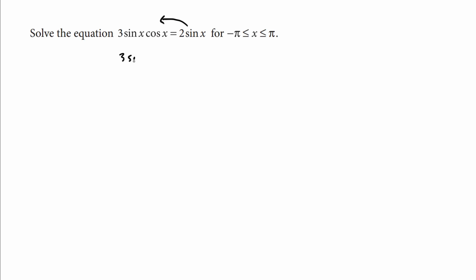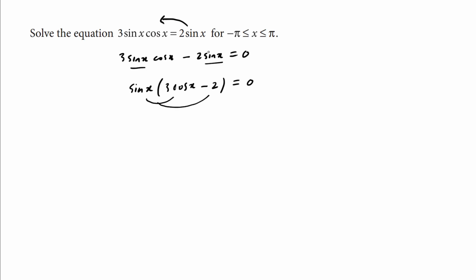So we have 3 sine x cos x take away 2 sine x is equal to 0. And we're going to factor out the sine x. So we have sine x times (3 cos x minus 2) is equal to 0. We have this times this indeed reproduces the line above. And so therefore, what times what is 0?